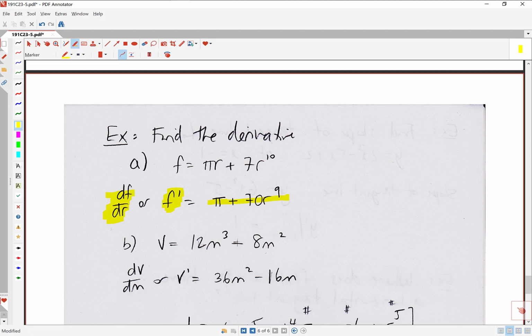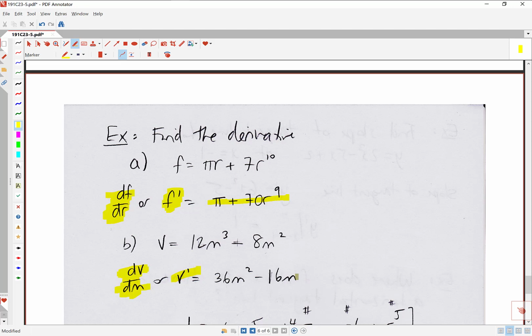In terms of notation, you could call your derivative v prime, or you could call it dv by dm. Again, the pattern is d function divided by d variable. That just means we're talking about the rate of change of the function v with respect to the variable m. So our derivative is going to look like 36m squared minus 16m. So that's a little bit of practice using different variables other than x.